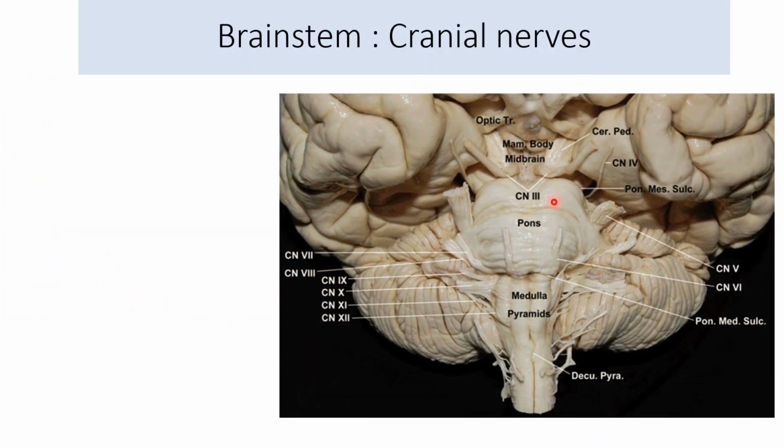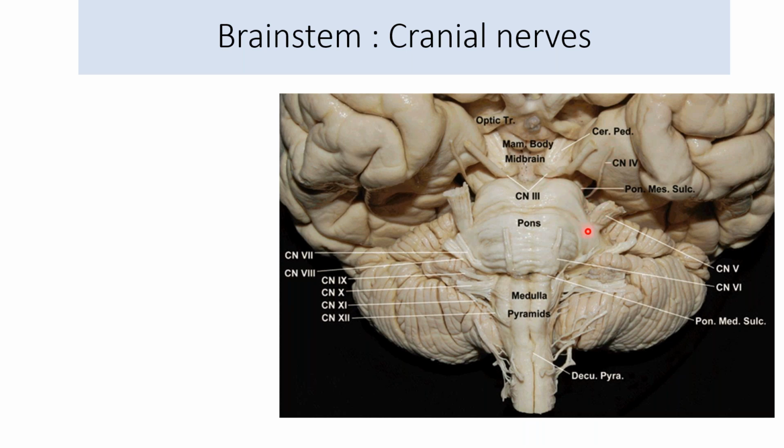Now there are certain cranial nerves also in relation to the brainstem. The first and second cranial nerves do not come in relation, but from the third cranial nerve onwards, you can see all the cranial nerves coming out of the brainstem. This is the third cranial nerve, the oculomotor nerve. And this thin nerve is the trochlear nerve. These two nerves are seen.